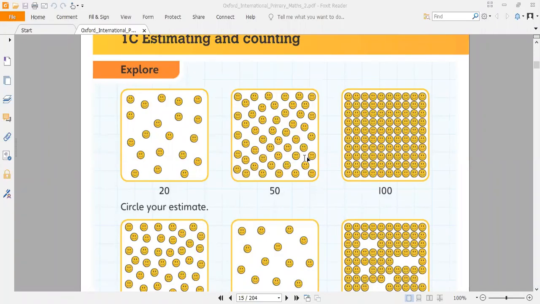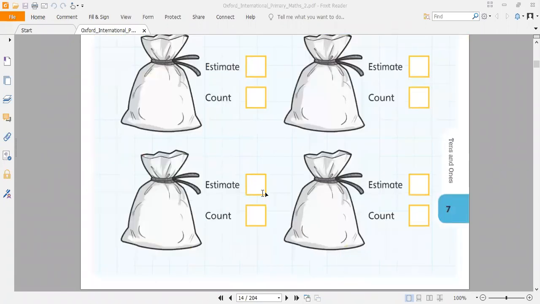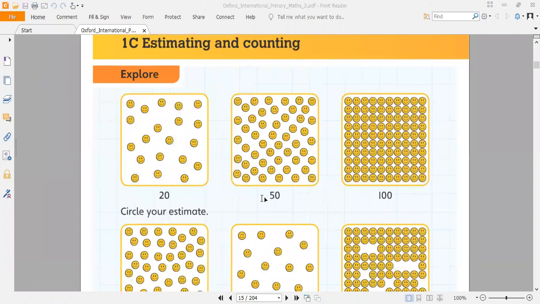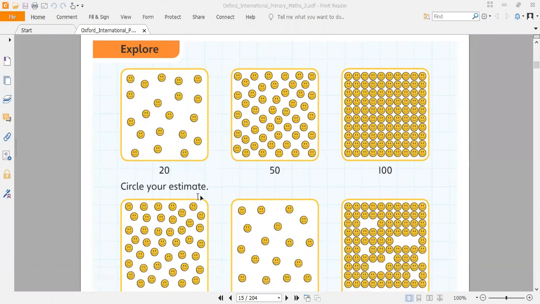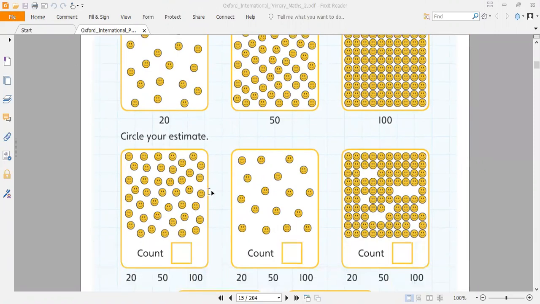Everyone. Today we are going to continue chapter 1 of class 2. So here is the topic: estimating and counting. Circle your estimate. So here are the 20 smileys, 50 and then at 100. So let's count these smileys or circles.